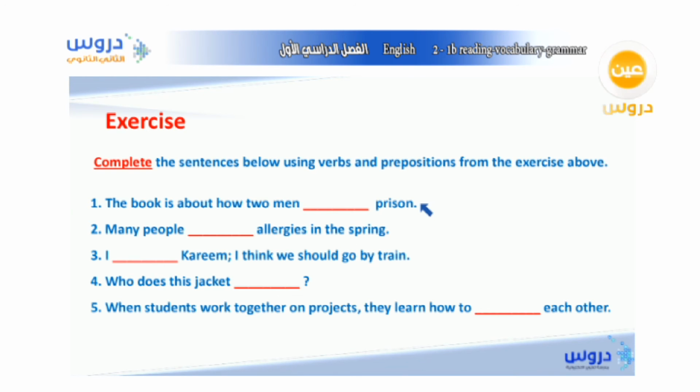So what do we say? It's better to say they escaped from prison. Escaped from. So the book is about how two men escaped from prison. That's the answer for the first one. So escape is a verb and from is a preposition. Number 2, many people blank allergies in the spring. Many people get allergies in the spring and also in fall.